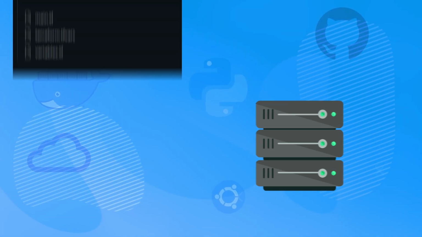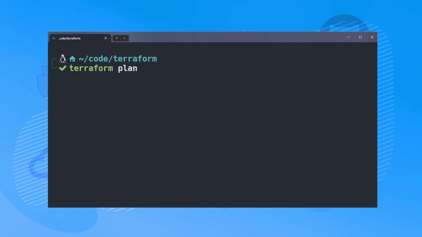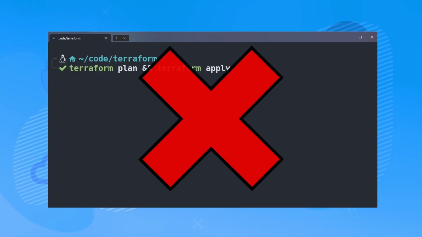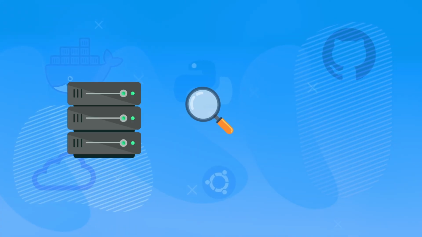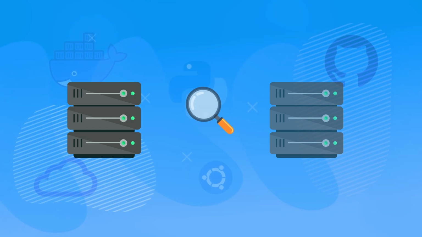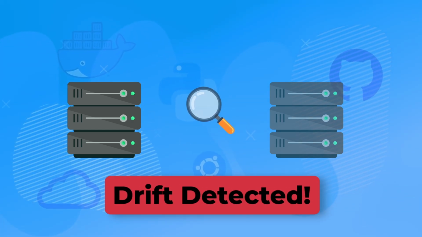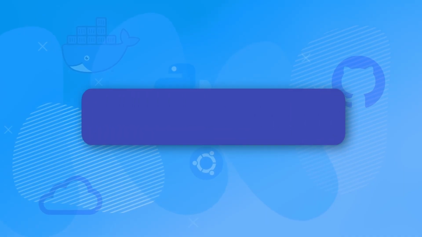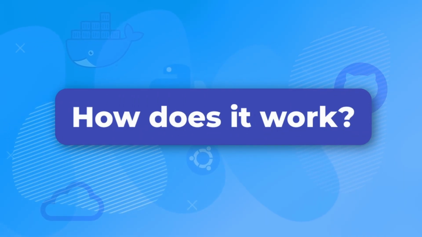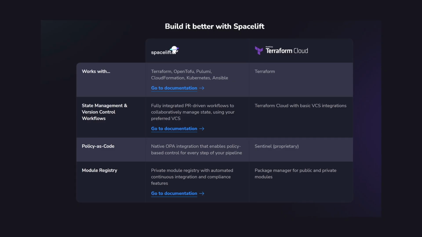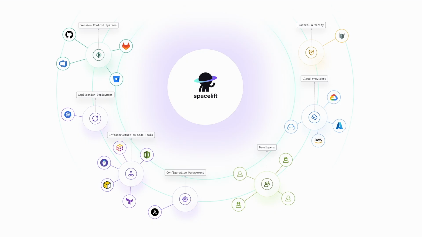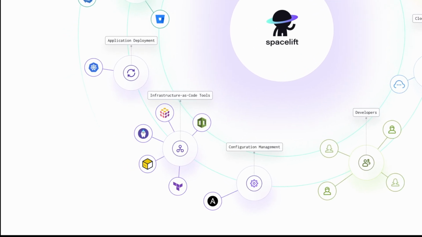So you no longer have to worry about running Terraform plan and Terraform apply every time you make a change. A tool like Spacelift can also monitor your infrastructure for drift, sending you notifications if anything has changed or reconciling the changes itself. So let's get into how Spacelift works. If you're familiar with a tool like Terraform Cloud, Spacelift is very similar. However, it has the benefit of working with additional infrastructure as code tools.